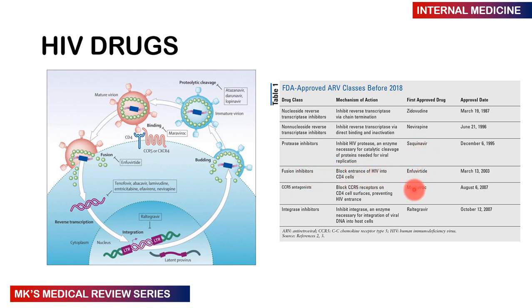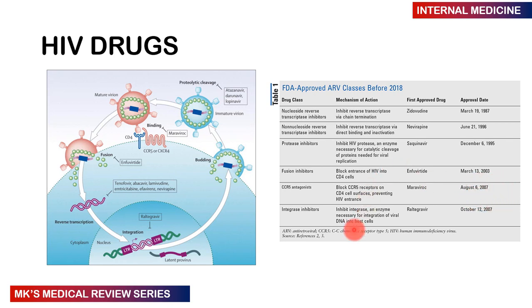You have enfuvirtide, which was approved on March 13, 2003. Then, of course, you have the CCR5 antagonists, which block the CCR5 receptor on the CD4 cells. This prevents entry of the HIV into the cells. That's a drug known as Maraviroc, approved on August 6, 2007.